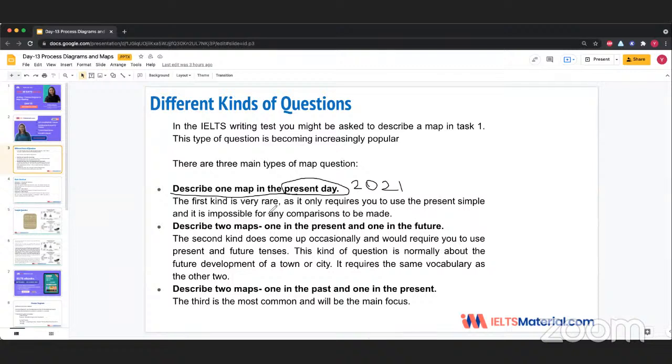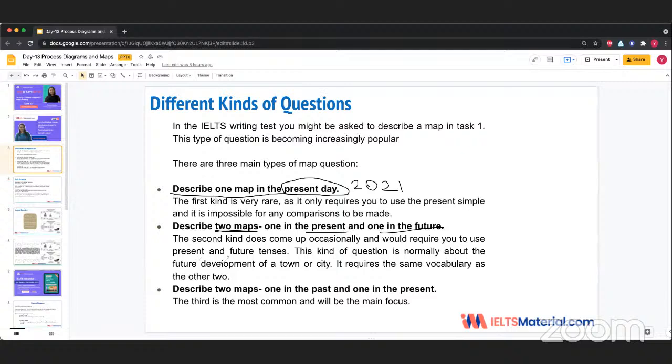Let's take another question, which asks you to describe two maps. This is related to two maps, one in the present and one in the future. So this is the predicted one. They will be giving you the prediction of how the location would change, or in what ways the location would be modified, redeveloped, or reconstructed. You can use these types of words because this is related to construction, development, building, revamping. You can also use these words.